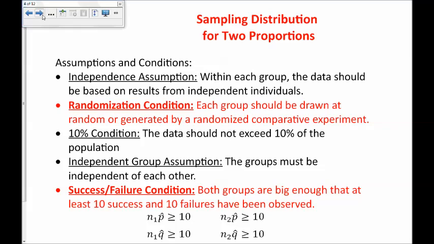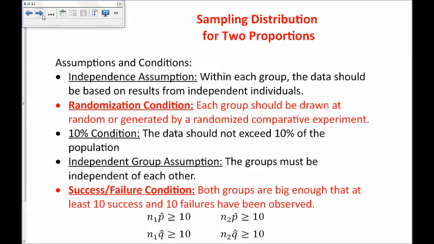The independent group assumption is a new one. The two groups must be independent of each other. That's kind of where that standard deviation, the Pythagorean theorem of statistics, comes in. And finally, the success-failure condition, where both groups are big enough that at least 10 successes and 10 failures have been observed.